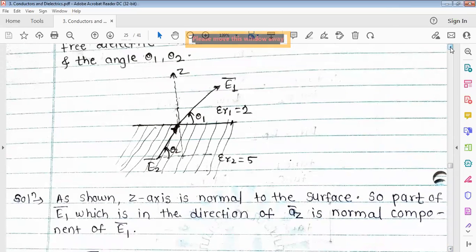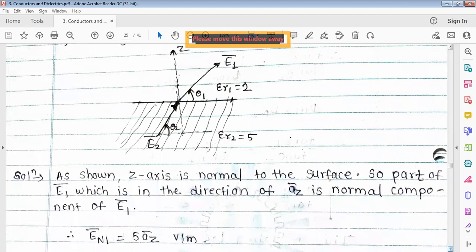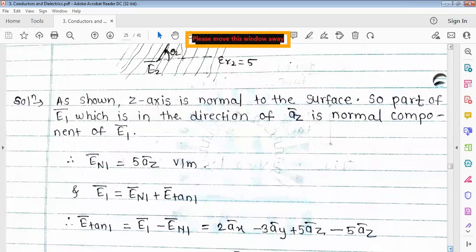So concentrate for this example. This is a very important example. Now, here we have to find D2 bar. This D2 bar has two components, one is the normal component and another is the tangential component, right? So we can write this D2 bar as D tan 2 plus D n2. So we have to find both components of this. How to find this? We'll see one by one.